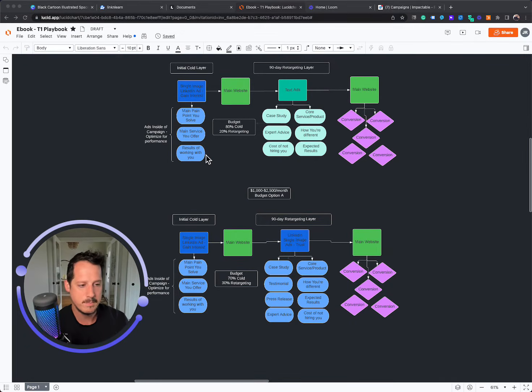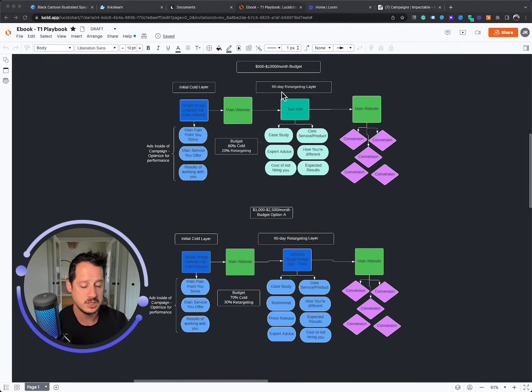But the main difference is that we are swapping out text ads in the retargeting layer for single image ads in the retargeting layer. So the main reason that we went with text ads in this lower budget tier is because it takes $10 a day as the minimum to put in a campaign. So if we put $10 a day in the cold campaign and then $10 a day in the retargeting campaign, we'd actually be over the $500 budget if that was your minimum.